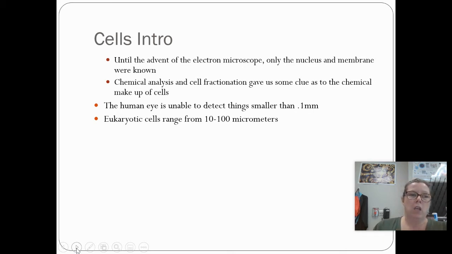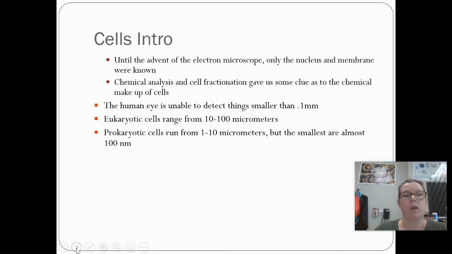So the human eye can't detect things smaller than 0.1 millimeters, and notice that eukaryotic cells tend to range much smaller than that. They range in the 10 to 100 micrometer range. 100 micrometers would be a fairly large cell. Prokaryotic cells are going to run from 1 to 10 micrometers, so they're going to be smaller. And then some of the smallest prokaryotic cells are almost 100 nanometers, which is even smaller still.